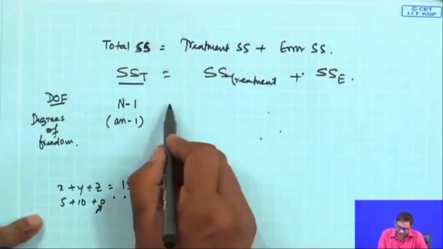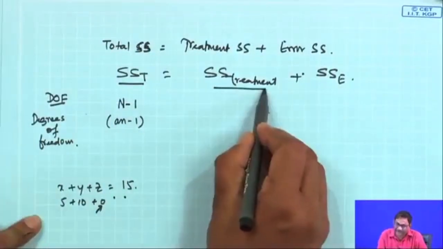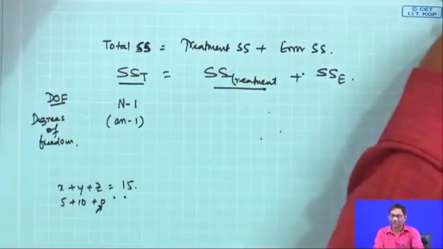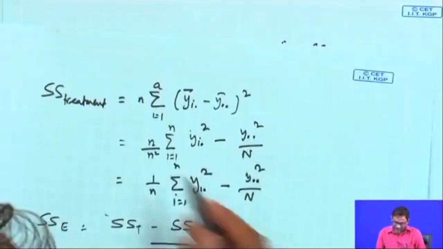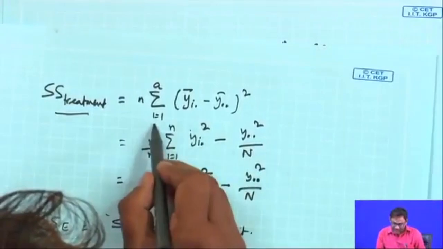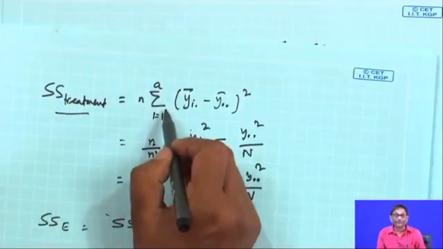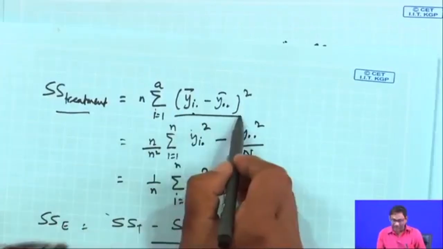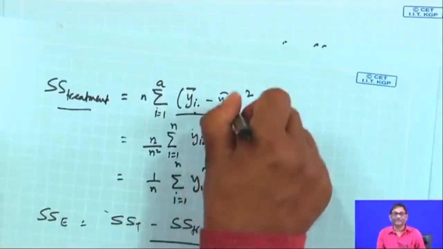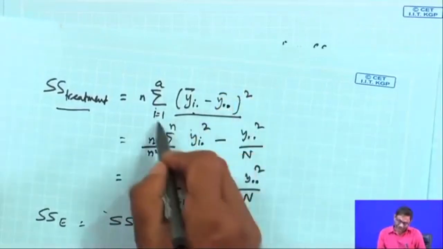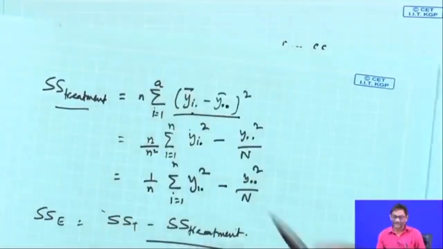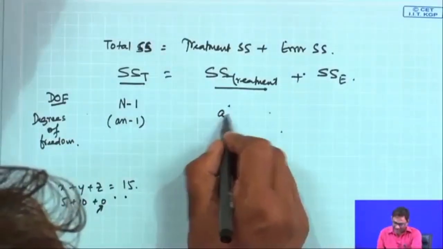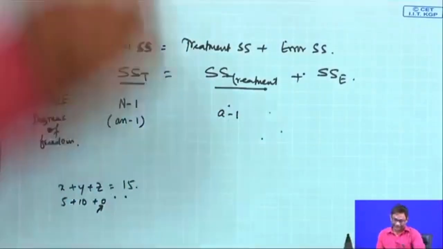Okay. So, now what about SS treatment? How much data are you actually enjoying when you are calculating SS treatment? When you are calculating SS treatment, you have a number of observations, only this i equal to 1 to a is varying. So, a number of observations, and again the grand mean is computed, which is also coming from these a means. So, 1 degree is lost. That means you have here a minus 1 degrees of freedom.